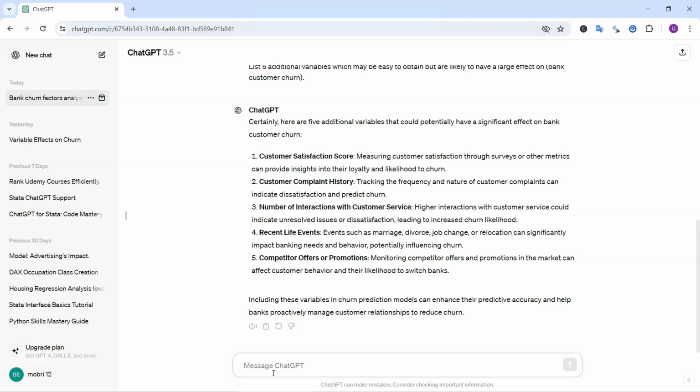So here they talk about customer satisfaction score, complaint history, if they complain often or not, probably it will negatively affect the probability of staying with this bank. Number of interactions with the customer service, again, how actively they depend on our customer service. Potentially some changes in life, like marriage or divorce, or maybe moving to some other place, and potentially again the activity of our competitors, like what they offer, what are their promotions. Of course, it's a short list. You can ask for additional variables, but again, it's always good to double check your knowledge, right? What you know about this topic, and think about additional variables which you can add.